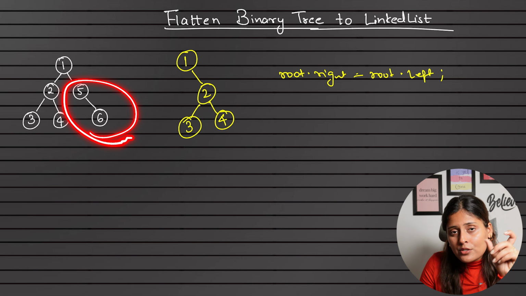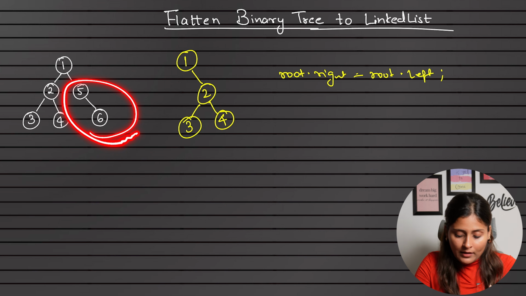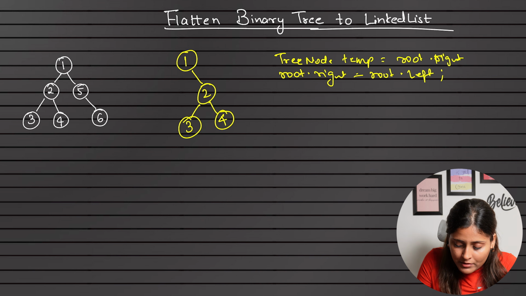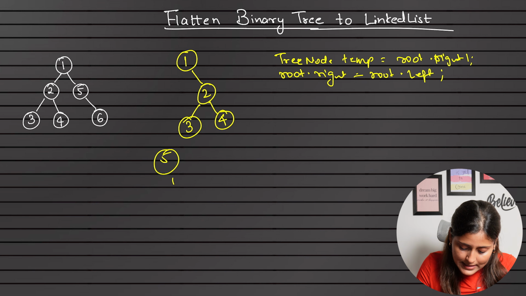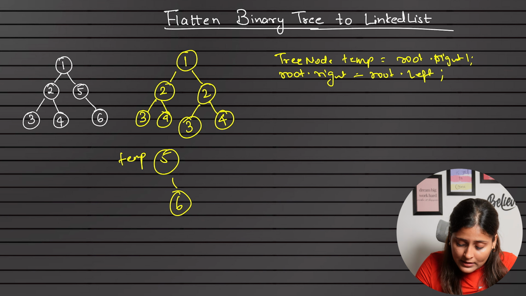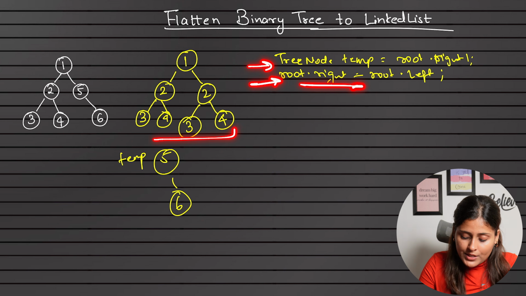So it is very important to save this in some temporary variable. Can we say that? Yes. So, TreeNode type, make a temp variable and in that let's save root.right first. So root.right, which is 5, 6, we will have in a temporary variable. Now, as we have connected, you know we had 2, 3, 4 here also. So after this line of code, this is how our tree will look like.